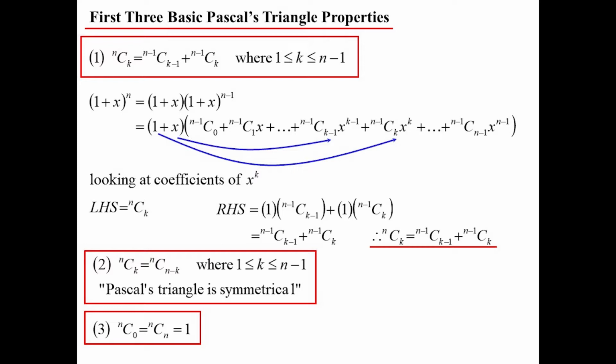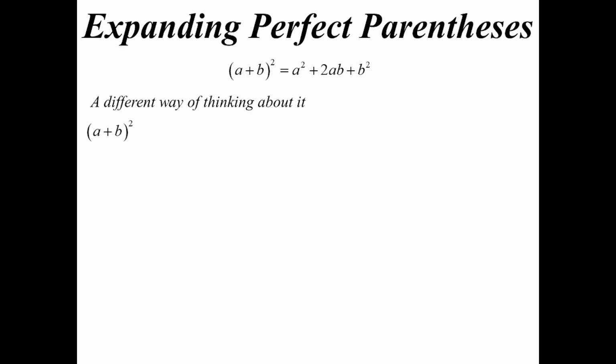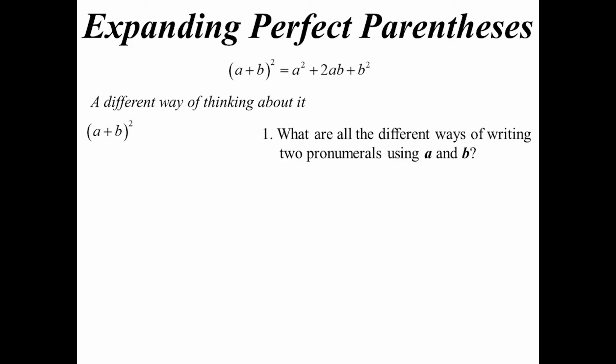So let's extend this idea a little bit. If we want to expand out some perfect parentheses, well, we know (a plus b) squared is a squared plus 2ab plus b squared. We know that. But let's think about it a different way. (a plus b) squared. What are all the different ways I could use two pronumerals, using a and b? So what are all the different terms I could have? Well, I could have a squared, which is a times a. I could have b squared, which is b times b. Or I could have a times b.